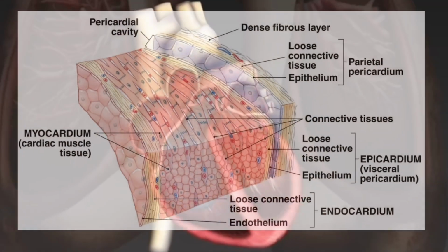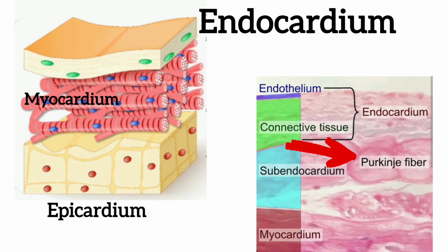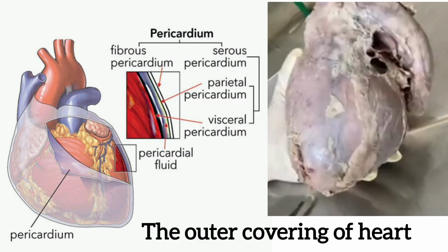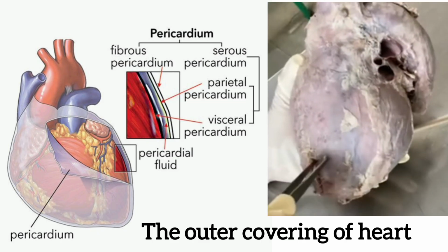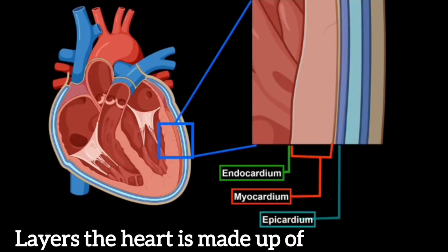A layer of subendocardial connective tissue is present between the myocardium and endothelium, which connects them together. In between the myocardium and endothelium, Purkinje fibers are also present occasionally in the form of bundles. So in this video we have observed the outermost layer of the heart, which is the pericardium, and the layers which make up the heart are the epicardium, myocardium and endocardium.